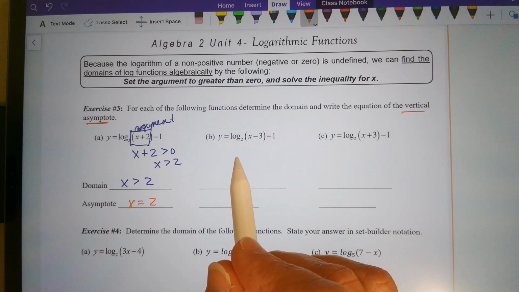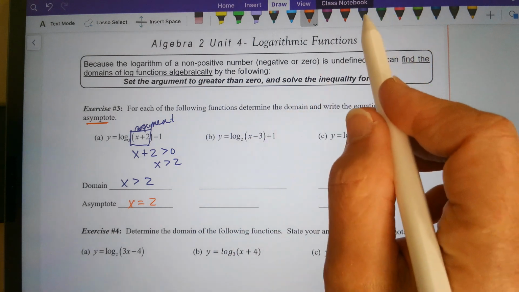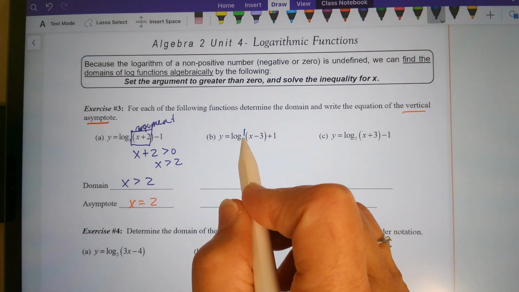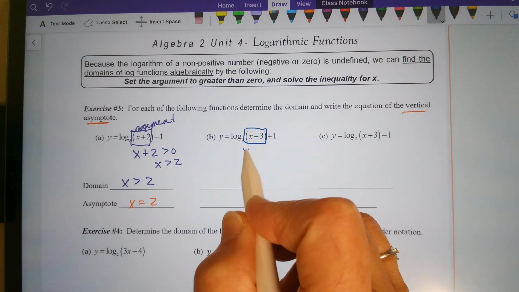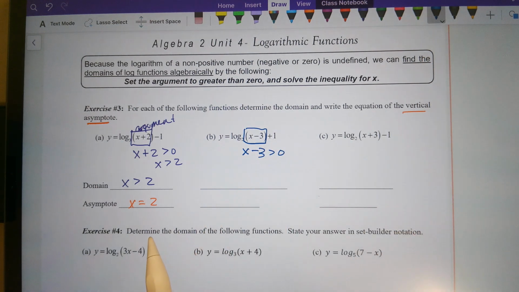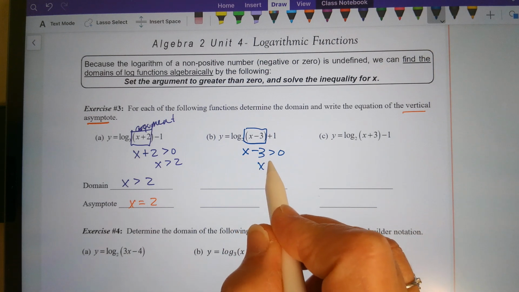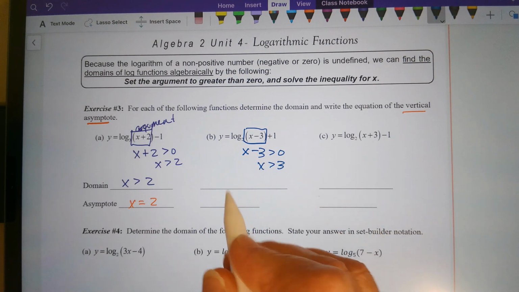B, y equals log base 2 of x minus 3 plus 1. We take the argument, which is the x minus 3. Write the inequality. X minus 3 is greater than 0. Add 3 to both sides, so x is greater than 3.